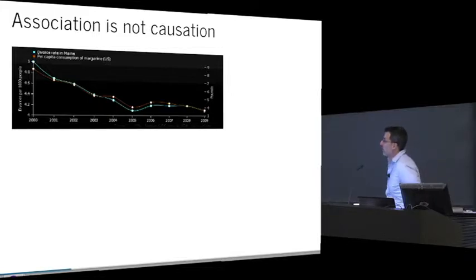Okay, so that brings us to the topic of the day, the message of the day, which is that association is not causation. This is related to confounding. So here's an example, a funny one. This is the divorce rate in Maine. The correlation with the per capita consumption of margarine is about 0.995.